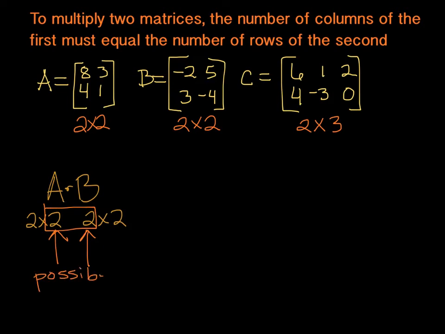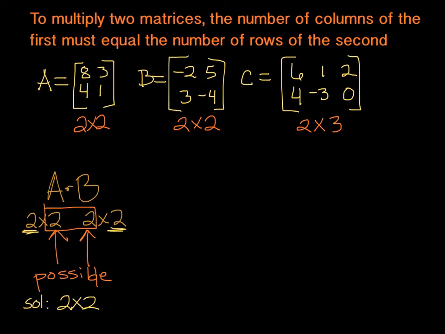We can multiply A times B. There's an L in possible, sorry. And the outer two numbers represent the rows and columns of your answer. Your solution will be a 2 by 2.